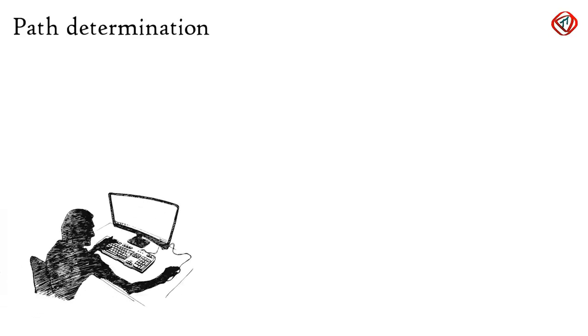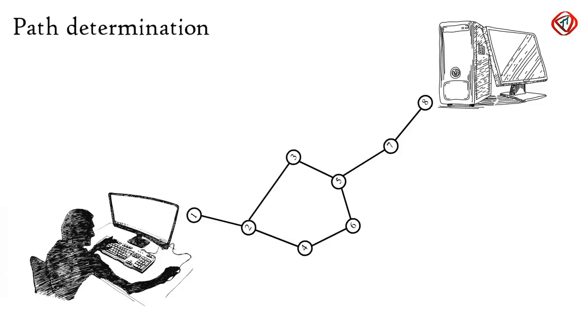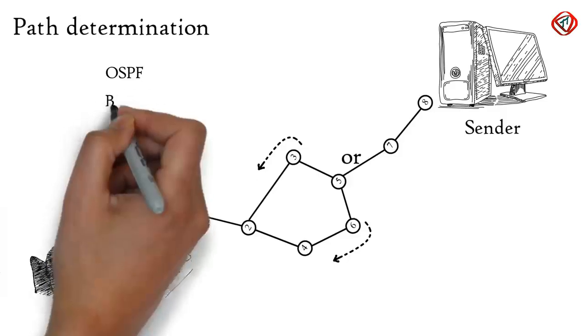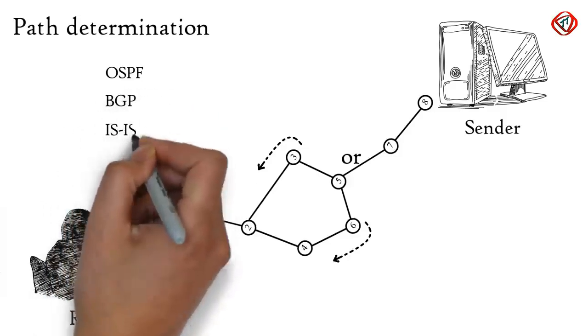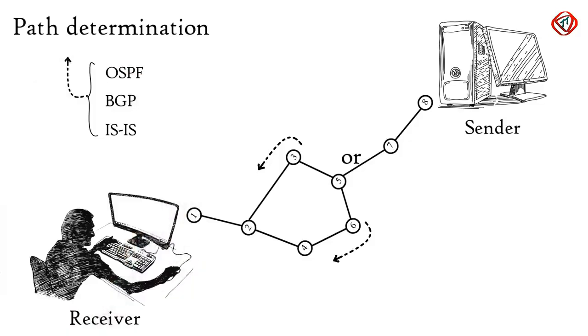Now path determination. A computer can be connected to internet server or a computer in a number of ways. Choosing the best possible path for data delivery from source to destination is called path determination. Layer 3 devices use protocols such as Open Shortest Path First, Border Gateway Protocol, Intermediate System to Intermediate System to determine the best possible path for data delivery.